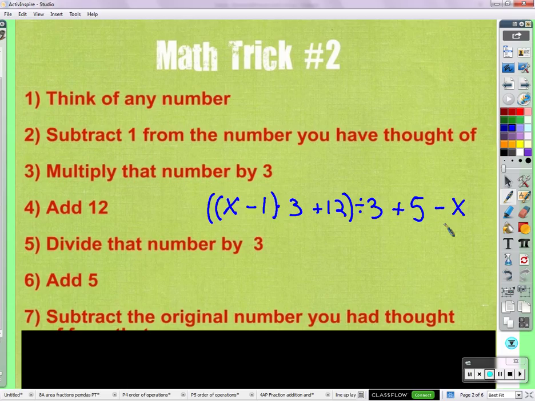Okay? Let's simplify this down and reveal the magic here. So x minus 1. We're going to distribute that 3 there. We'll get 3x minus 3. The same thing would have been if I decided to triple your number and subtract 3. Then we're going to add 12. That's inside this parentheses here. Then we're going to divide by 3, then add 5, then subtract x. Well, negative 3 plus 12, that's just, what? 9. So instead of doing all this business, I could have just had you triple your number and add 9. That would have been the same thing. It would be at the same place right now.